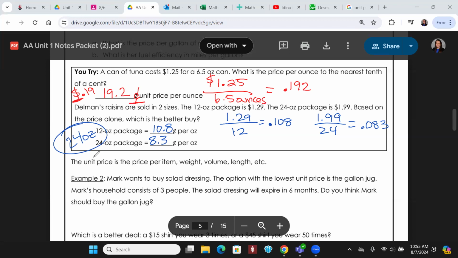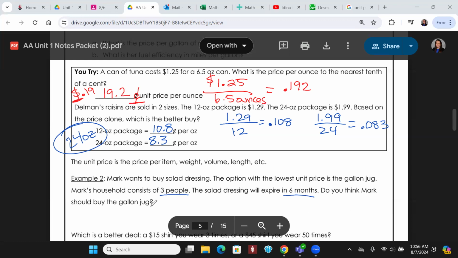Example 2: Mark wants to buy salad dressing. The option with the lowest unit price is the gallon jug. Mark's household consists of 3 people. The salad dressing will expire in 6 months. Do you think he should buy the gallon jug?